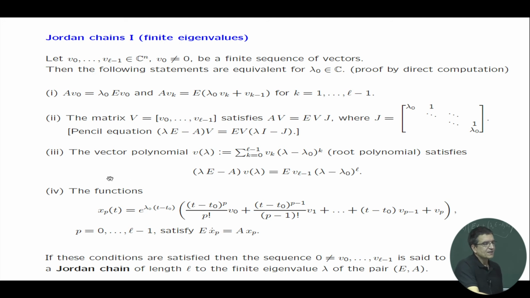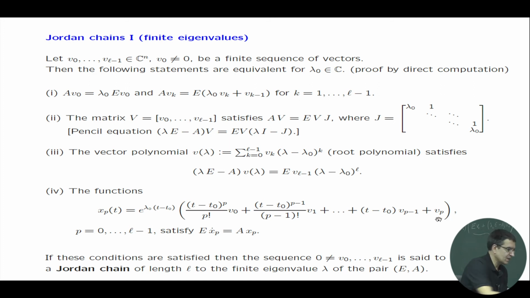Okay, then the last condition. All the statements here hold if and only if these functions are solutions of our homogeneous differential algebraic equation. Yes? So we have an exponential part here and the polynomial part. And the polynomial part is again a vector polynomial. And the coefficients, the vector coefficients, are the members of the Jordan chain.